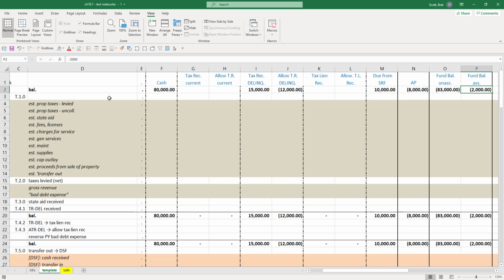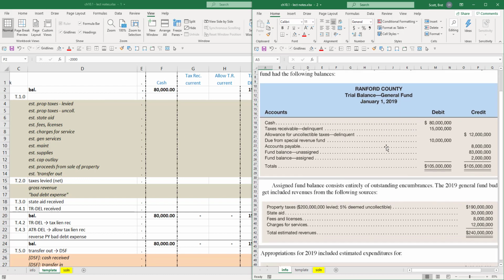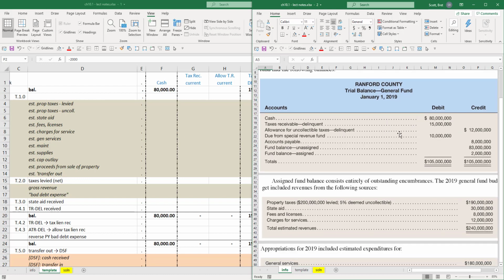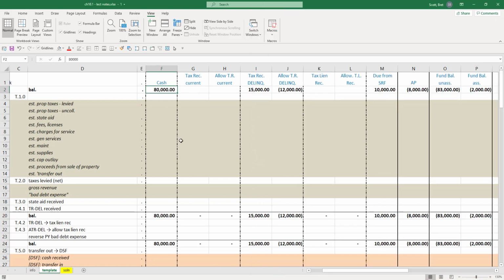This information is coming from your textbook information right here where they talk about the Ranford County. This is the comprehensive example. I'm taking all the balances from the balance sheet and I'm showing them here. Debits look like positives and credits look like negatives. We're going to go ahead and just abbreviate off the three ending zeros. So that's what you see here, 80 million cash, 15 million delinquent tax receivable, 12 million as a reserve, so on and so forth.